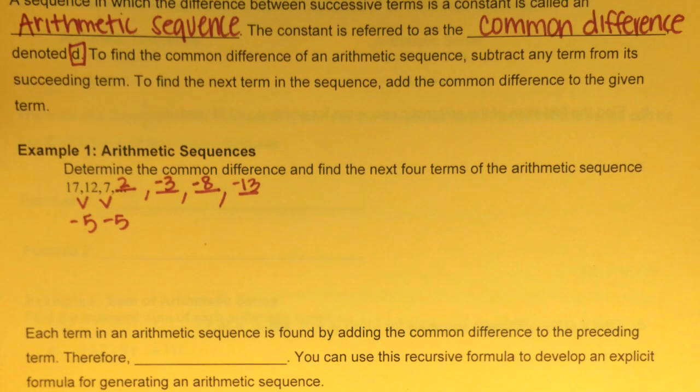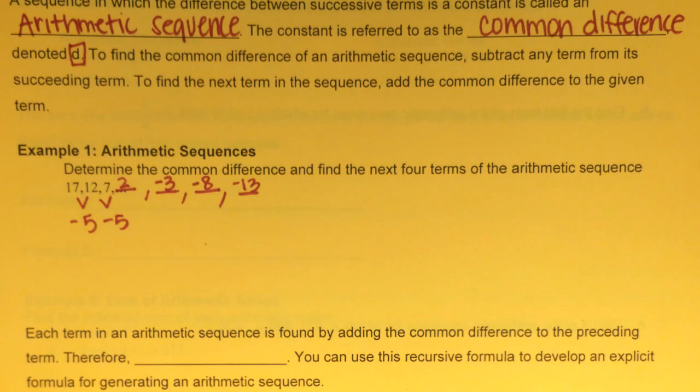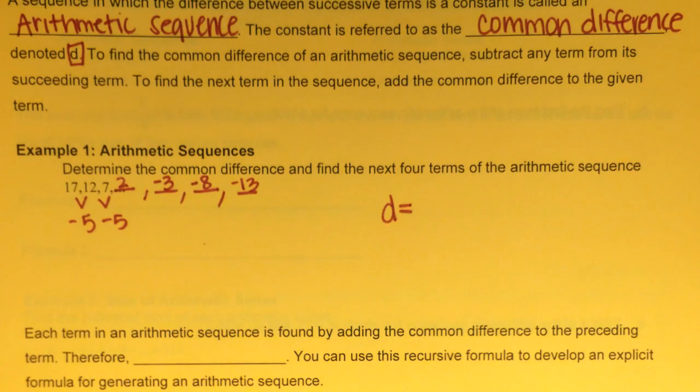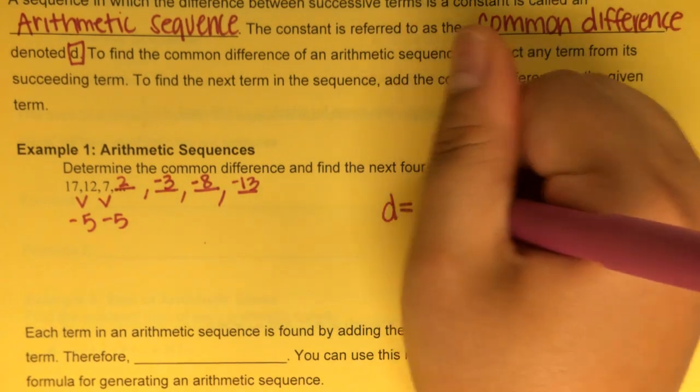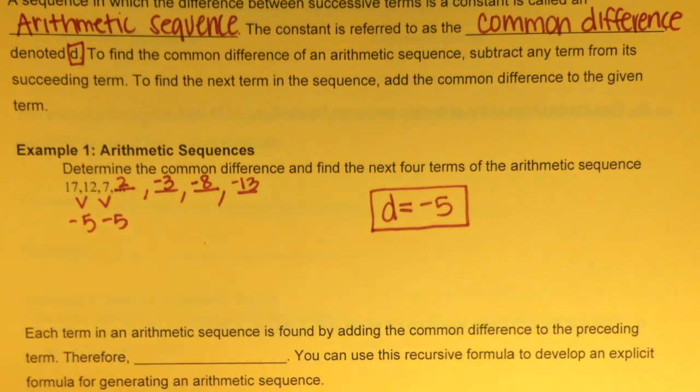Now, if you just do this, you will get half credit. Why? It says determine the common difference. You need to state what is D. What is my common difference? -5. So don't forget to do both parts of that. But again, that's the first question on your quiz next week.